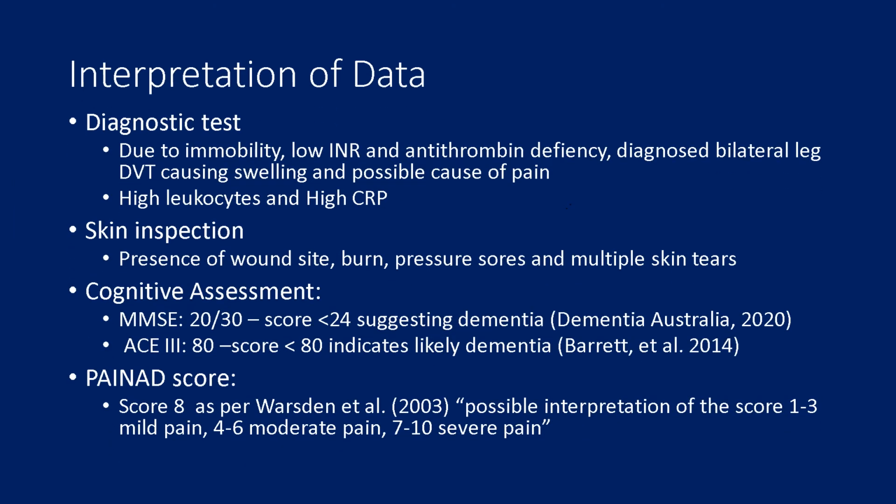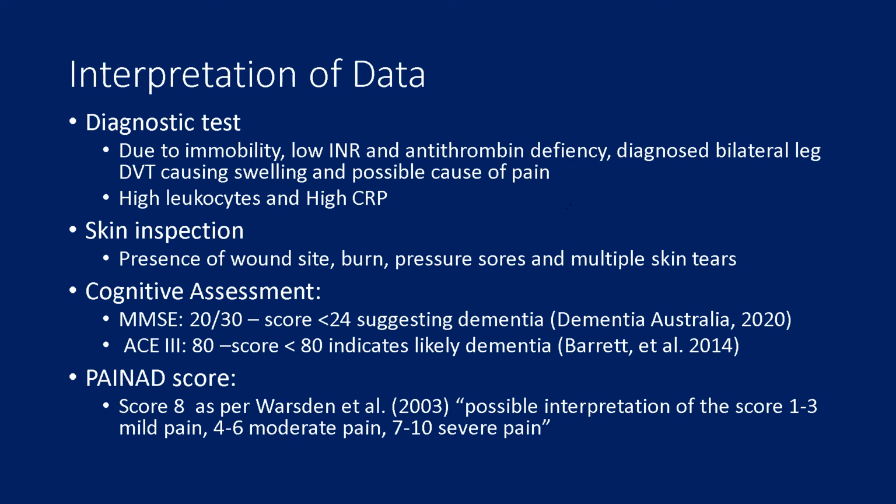Well, by now we all know that Mr. G is in pain. However, the problem is we are not aware of the intensity and the actual location of his pain. So I have the interpretation of the data that I've gathered. From his diagnostic tests, we know that he has been immobile, he has a low INR and antithrombin deficiency. He was diagnosed with bilateral leg DVT. It has caused swelling and is a possible cause of his pain.